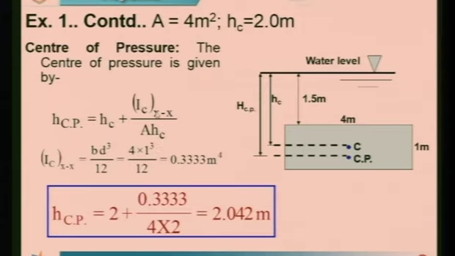The moment of inertia of a rectangle, BD cube by 12, parallel to this passing through centroid. B is 4, which is 4 here. D cube is 1 meter cube divided by 12. Substitute the value of the area of the plate, 4 into 1, and we get the center of pressure. So this is the way we have solved a simple problem of a rectangular plate immersed in water at a distance of 1.5. Hopefully you have followed this first question, which is, you can say, a benchmark problem, correct? Let's see the next problem.